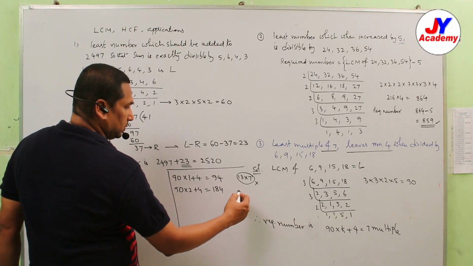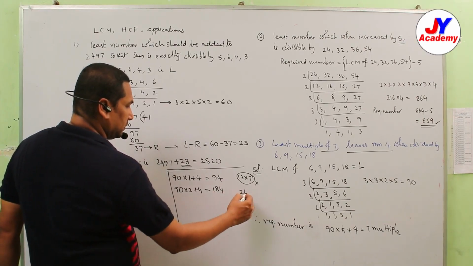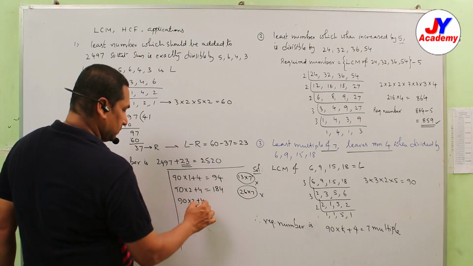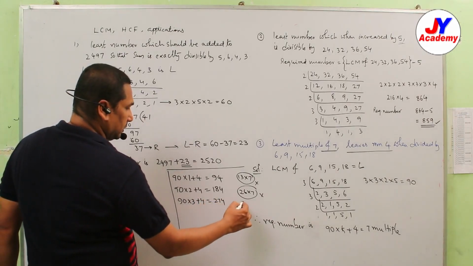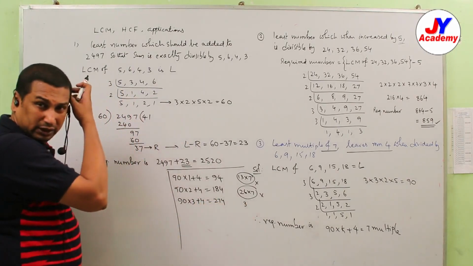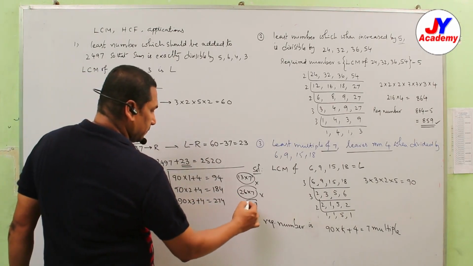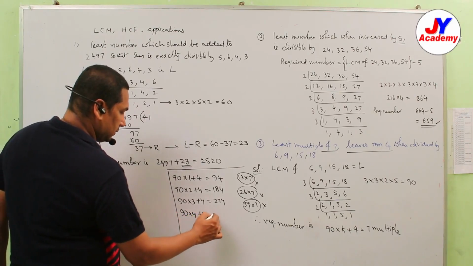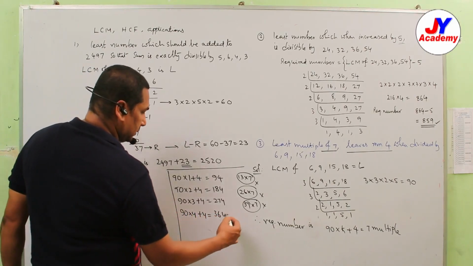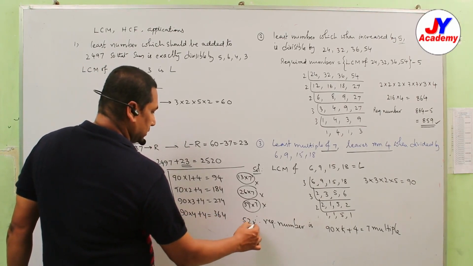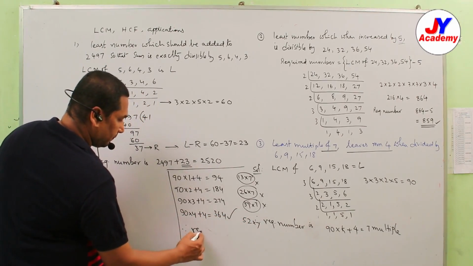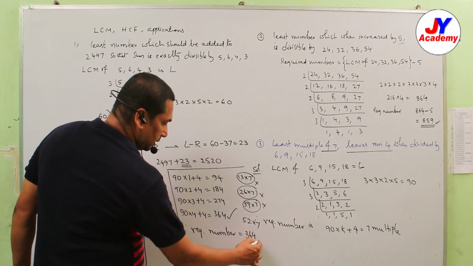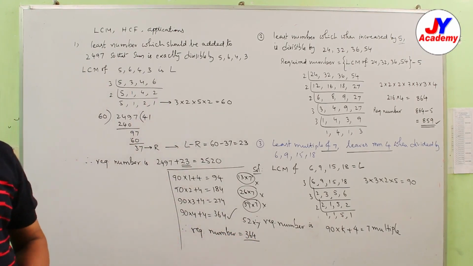So 7 2s 14, 4 4 7 6. It also fails. 90 into 3 plus 4, 274, 7 3 is 21, 6 4, 7 9s, also fails. 90 into 4 plus 4, 364, that is 9 5s, 9 2s into 7. So therefore the required number is 364.